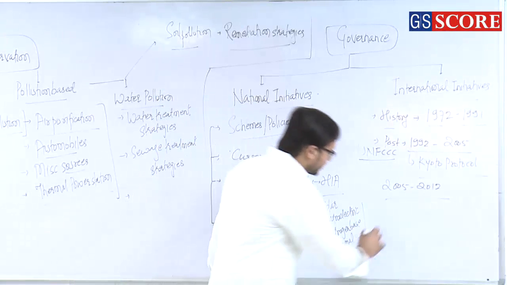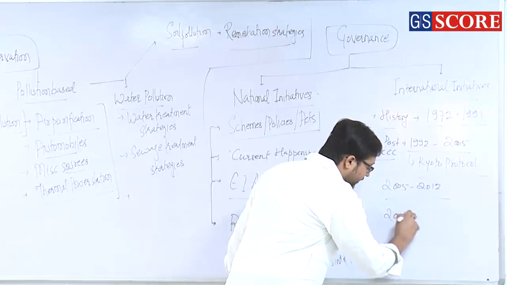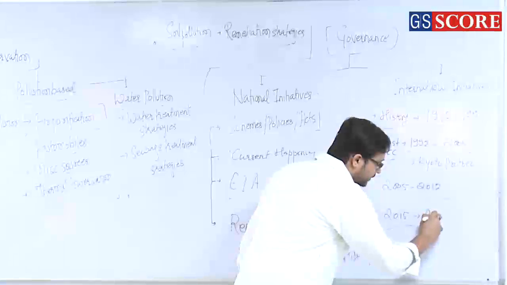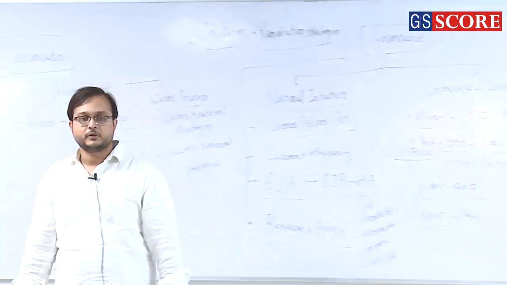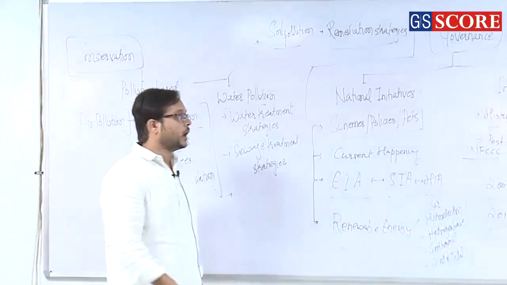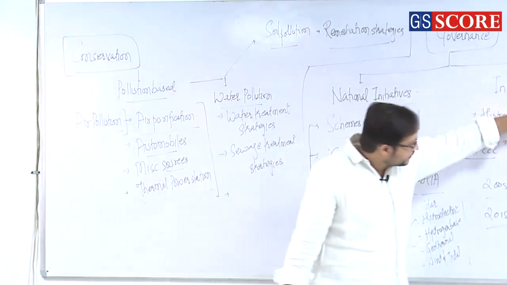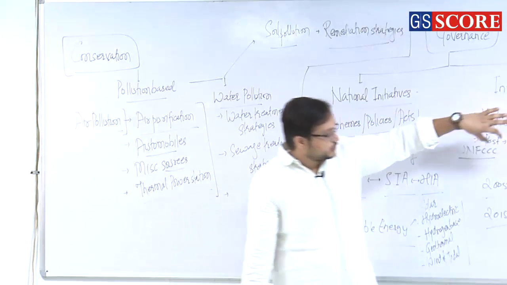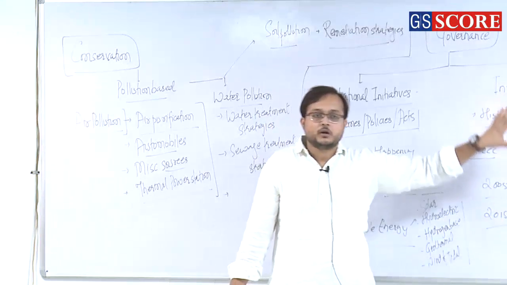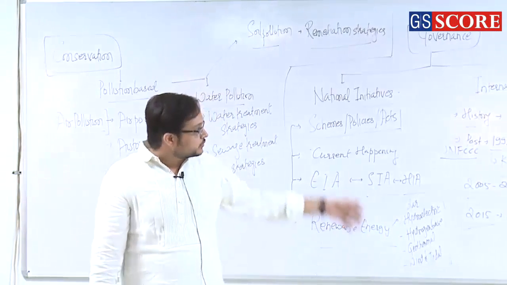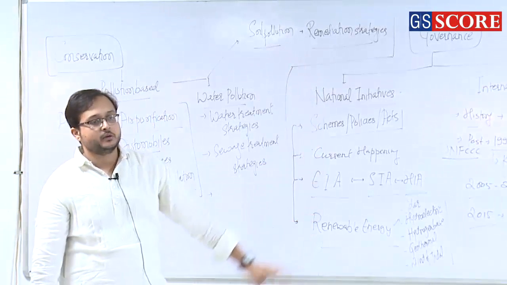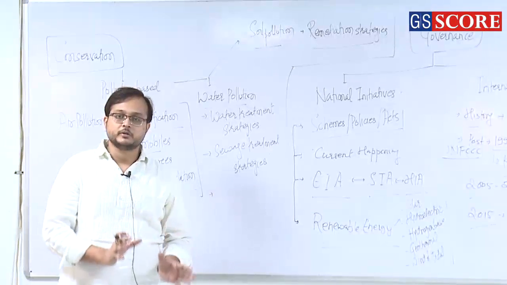And then the recent happenings till 2015. What happened with the Paris Climate Conference? What are the initiatives? How has it changed from being present in 1992 to 2015? How have transformations been generated? This adds up to the international governance part of the conservation aspect itself.